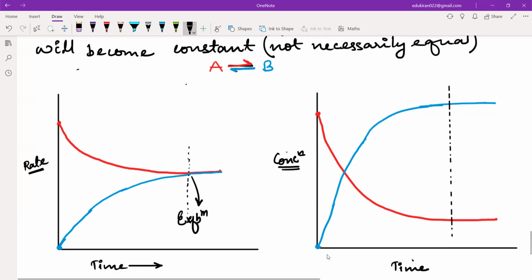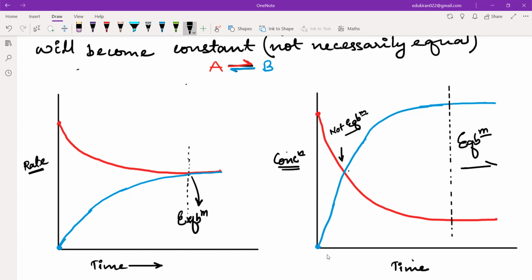Okay. Now, this is not equilibrium. Let me just point this out. This is not equilibrium. Okay, here we have equilibrium. This is the state where we have equilibrium.